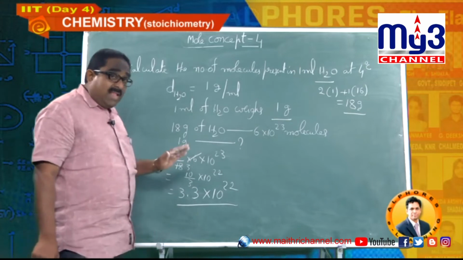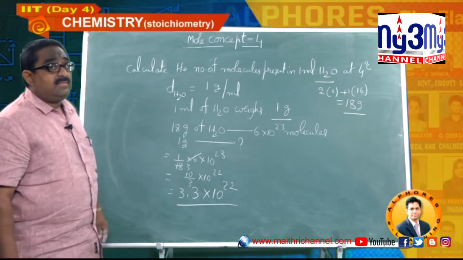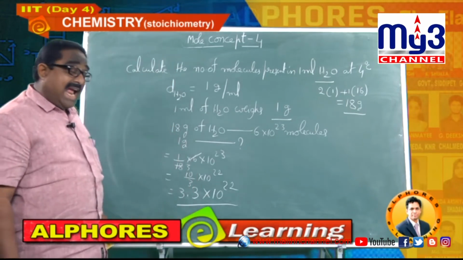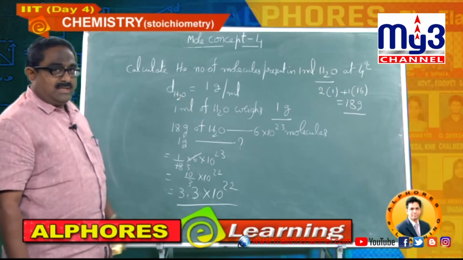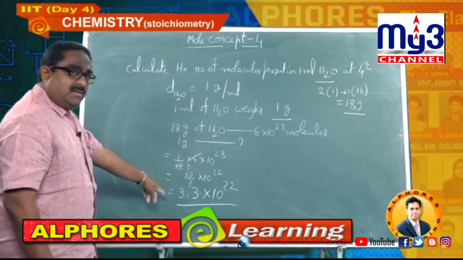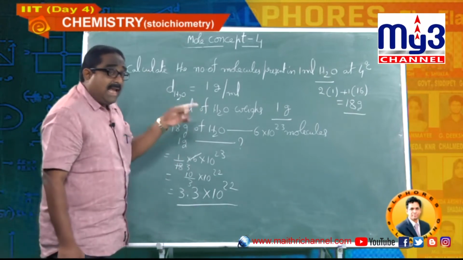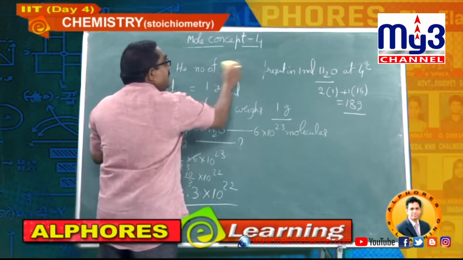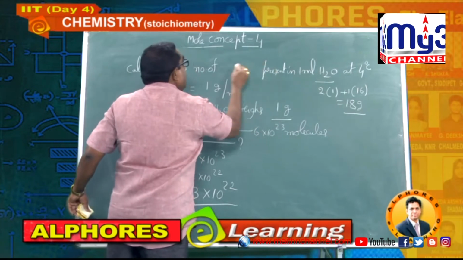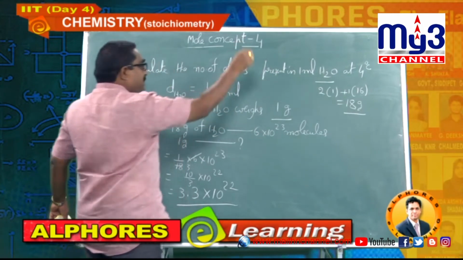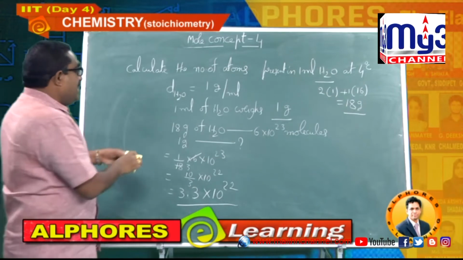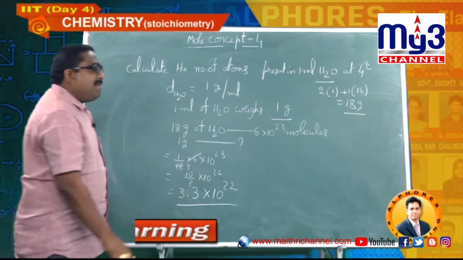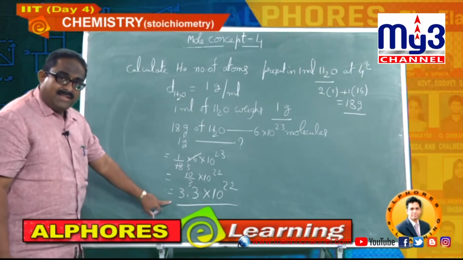Now, if the question is asked like this, calculate the number of hydrogen atoms in the same question. I think you already completed the question. Okay, right. Now I am going to solve that. Calculate the number of atoms. I am changing the question. See here. Calculate the number of atoms present in the same question. Up to this is common. You got the molecules as 3.3 into 10 power 22.